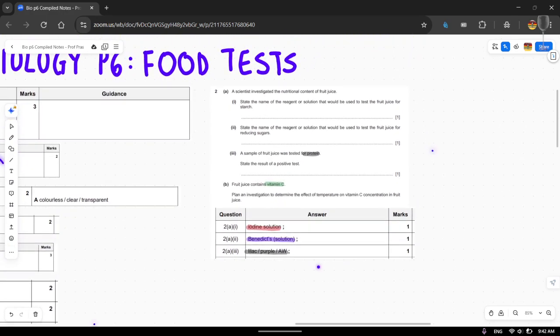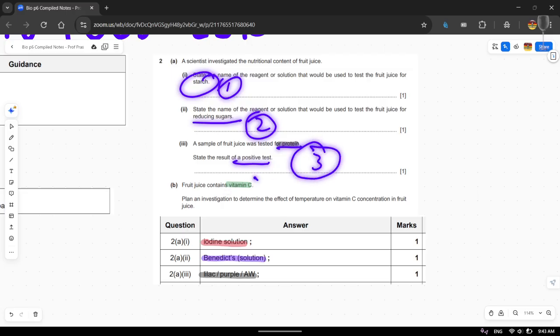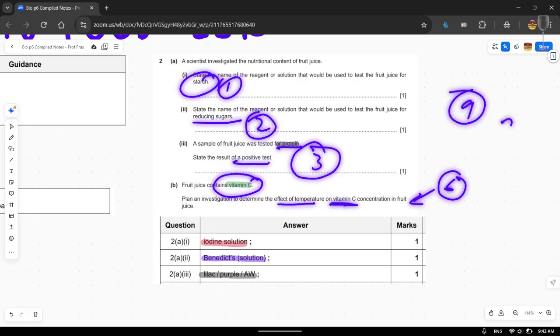Let me just show you this one as well. Now, you might think that this comes for maybe just 1 or 2 marks. But look over here. They ask for the test for starch in the fruit juice. That's 1 mark here. Then reducing sugar, another mark here. Then the test for a positive, another mark here. Then the fruit juice contains vitamin C, effect of temperature on vitamin C. That means you'll have to somehow include DCPIP in this as well. So that's 6 marks over here, and in total that is 9 marks, so 9 out of 40. 9 marks out of 40 can determine whether you get the A star or not.